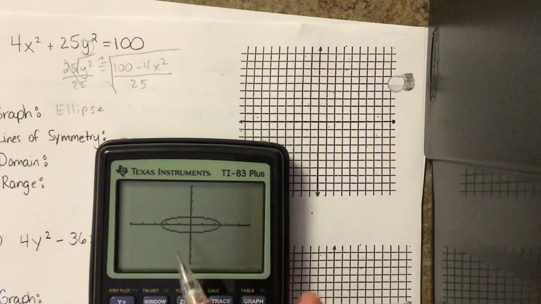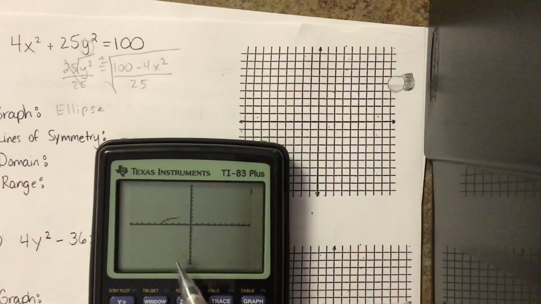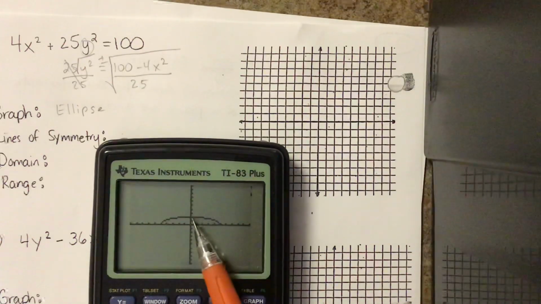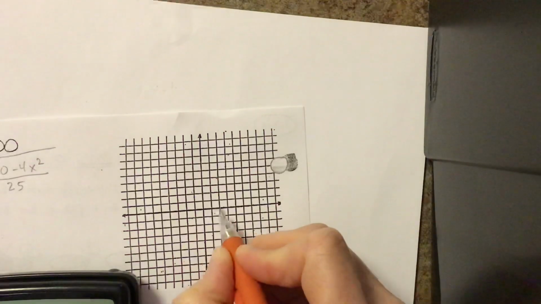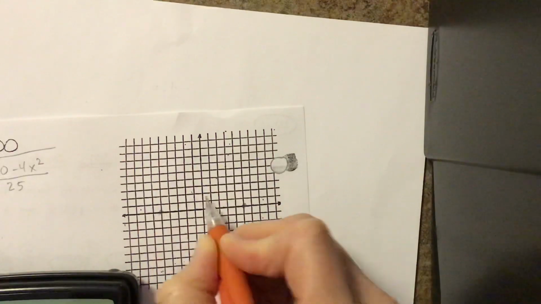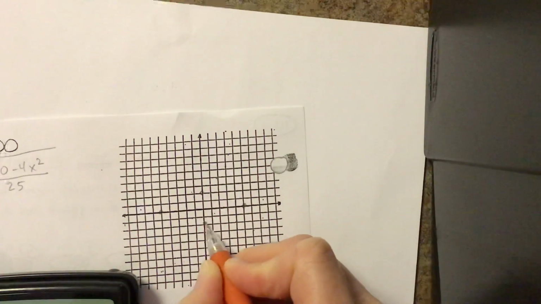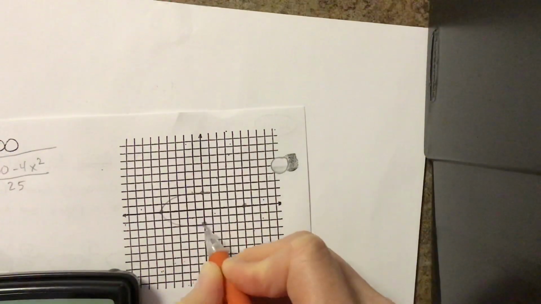Okay, now, what do you think? Let me change my window, I'll go by ones. Can you see what are the x and y intercepts? All right, we got 2, negative 2, and 1, 2, 3, 4, 5, and negative 5. Here's the ellipse. It's like an oval.